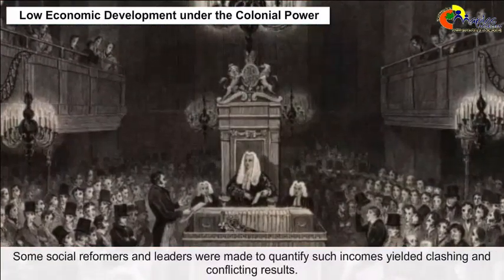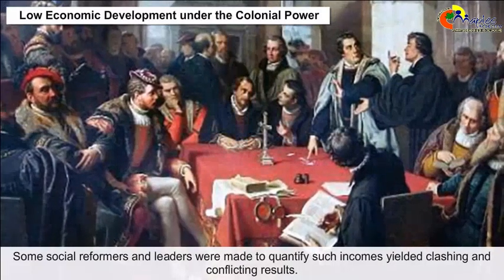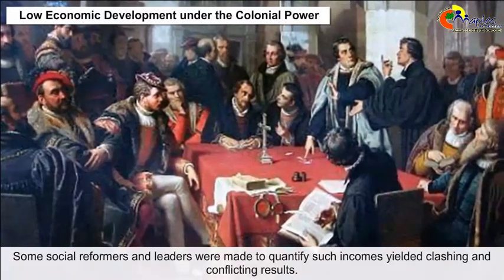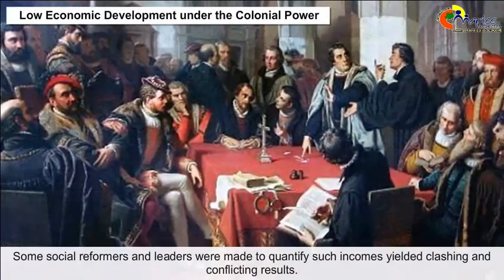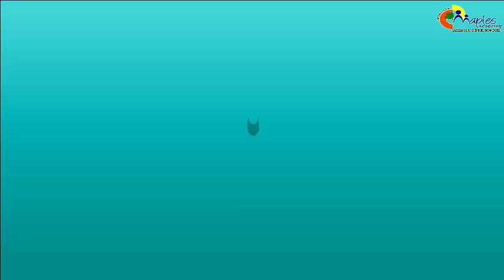Some social reformers and leaders were made to quantify such incomes, yielding clashing and conflicting results. Dadabhai Nauroji, V.K.R.V. Rao and R.C. Desai were some great people who estimated the national and per capita incomes amid the British rule and considered extremely critical.